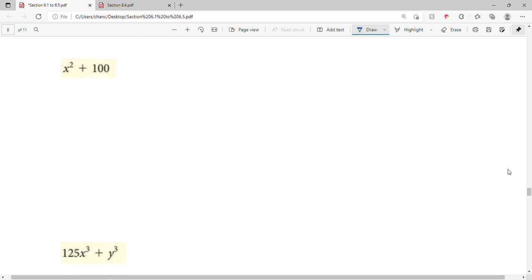The next polynomial is x squared plus 100. This is of the form a squared plus b squared, which, if you look at the beginning of this video, is prime. We can't factor anything that's the sum of squares. So this is not factorable. We say it's prime.